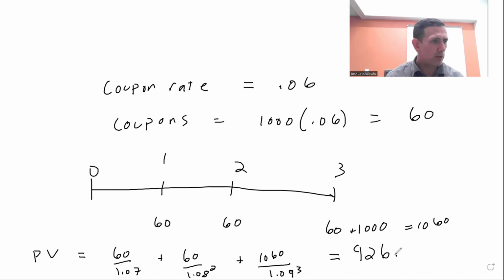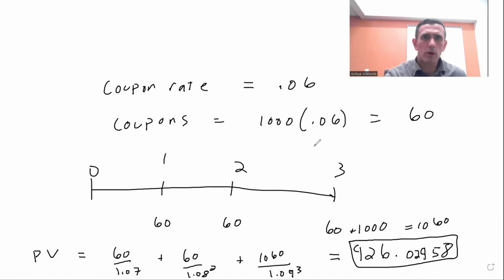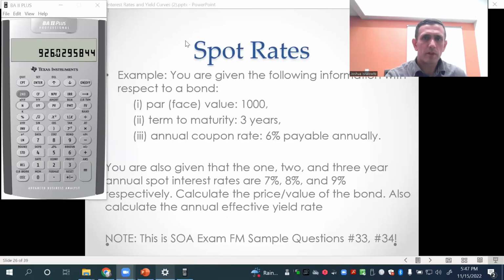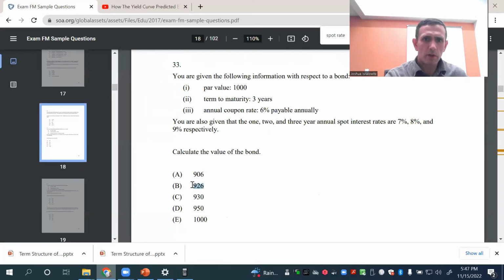I'm going to use this in a second, so I'm going to write this out to 5 decimal points as usual. All right, so let's see if this is anywhere in multiple choice. And lo and behold, it's B, 926. All right, so that's number 33.